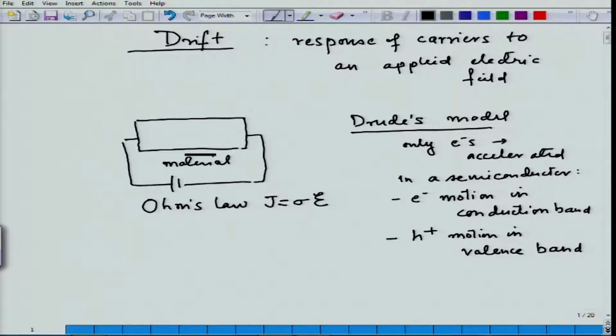So, in contrast to what happened in Drude's model, when we apply a field to a semiconductor, electrons in the conduction band respond as if they are electrons with the effective mass of the electron in the conduction band, and the electrons in the valence band respond as if they are holes with the effective mass of the hole. That would be the response of the holes in the valence band. With this distinction, we are now going to apply the classical theory that we developed earlier to understand conduction in semiconducting materials, or the drift process, the response to electric field by the carriers.